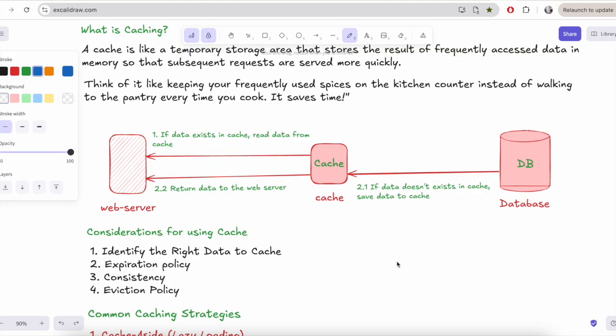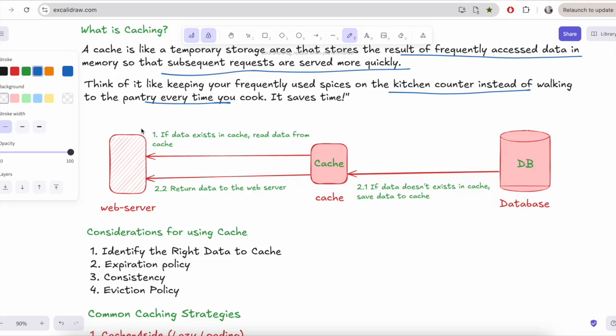So let's start with caching. What is caching, right? So a cache is a temporary storage area that stores the result of your frequently accessed data in memory, right? So that subsequent requests are served more quickly. So think of it like keeping your frequently used spices on the kitchen counter instead of walking to the pantry area every time you cook. It saves your time, right? If you have the data nearby or if you have the things nearby.